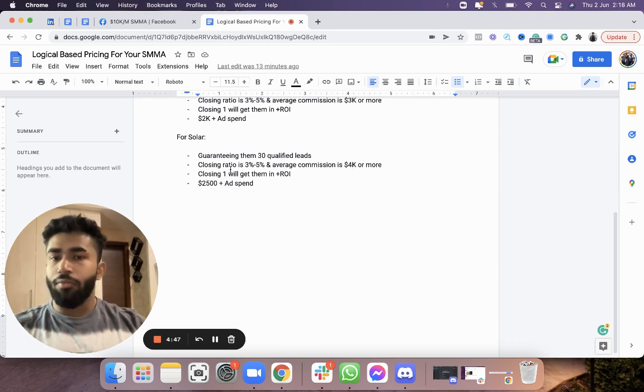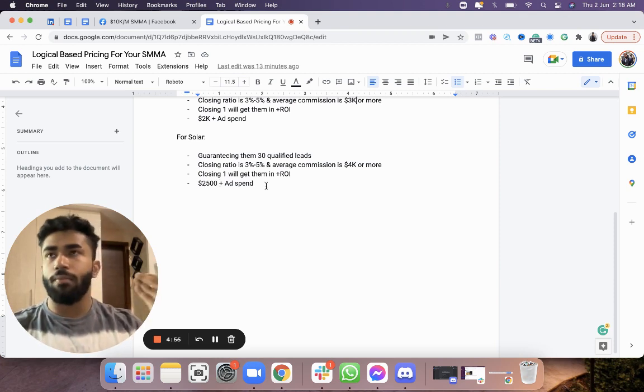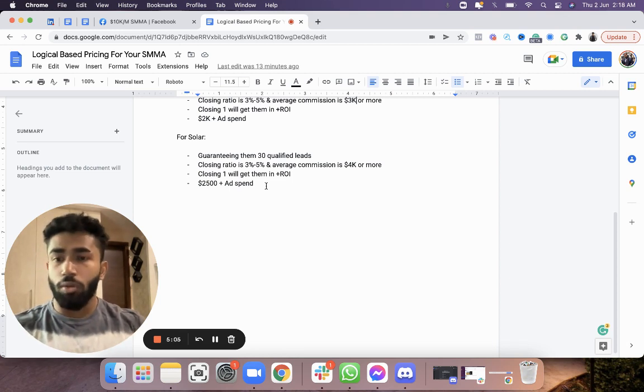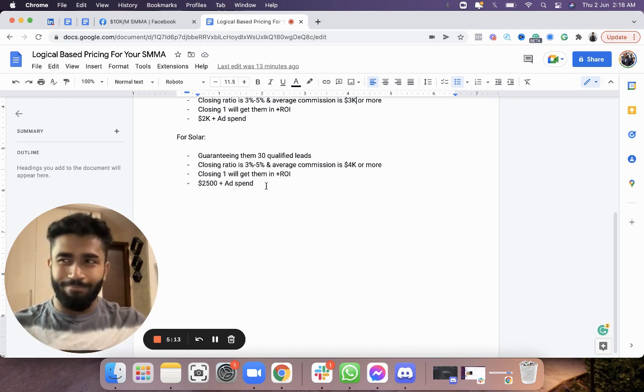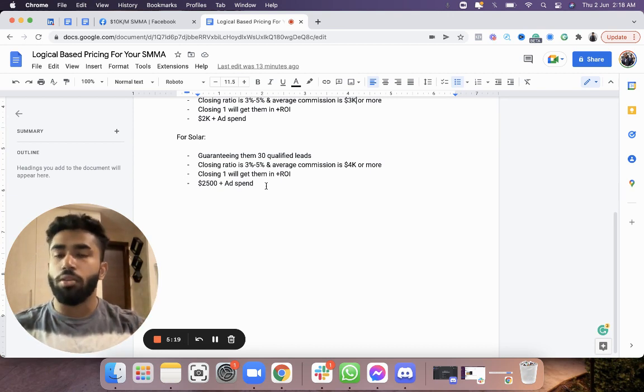So from 30 leads, if they close one, they're going to make $4,000, and that's how we usually charge: $2,500 plus the ad spend. So $2,500 plus ad spend, let's say their ad spend is $1,000. So this is close to around $3,500 of their total investment. And if they close a sale and make $4,000 on it, they will be getting a positive ROI of $500. If they close two sales, close to around $3,000 to $5,000 of profit. Simple as that. And this is how logically you have to price your services.